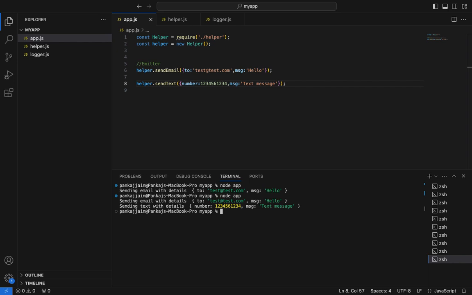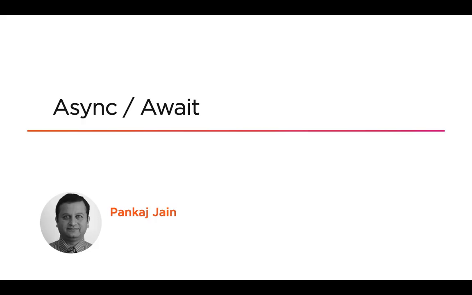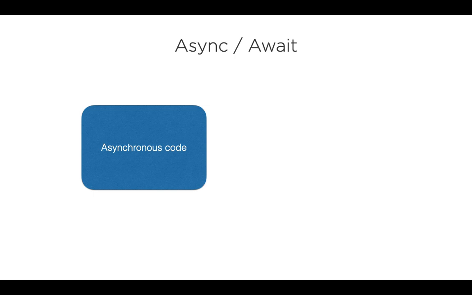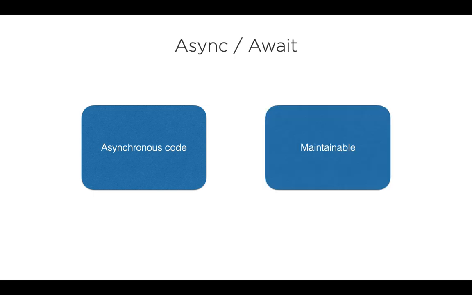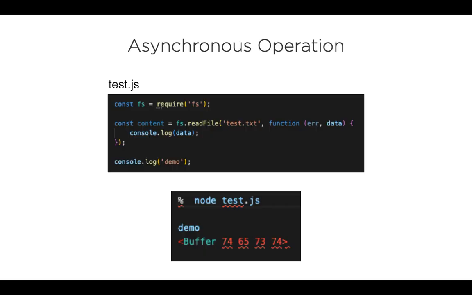Now we have seen the callback function, but with the later versions of Node, there is a better and cleaner way to handle asynchronous methods. Let's take a look at that next. Async await in Node.js is a powerful feature that allows you to write asynchronous code in a synchronous manner. As we have more nested callback functions, it helps avoid callback hell and makes asynchronous code more maintainable and easier to understand. As we know, Node.js works in an asynchronous manner.